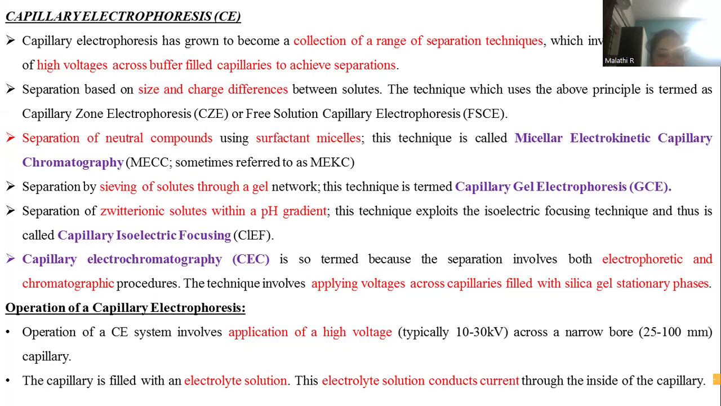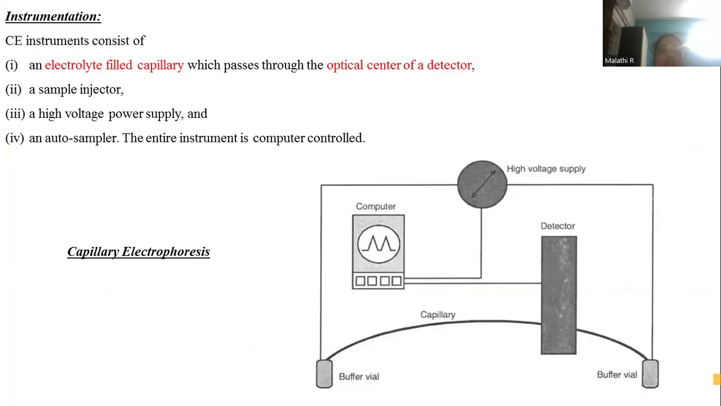Operation of capillary electrophoresis. The operation of a CE system involves application of high voltage across a narrow bore capillary. The capillary is filled with an electrolyte solution, which will be used as the separating medium. So the instrumentation: CE instrumentation consists of an electrolyte-filled capillary which passes through the optical center of a detector. A sample injector is there, a high voltage power supply is there, and an autosampler is there. The entire instrument is computer controlled.